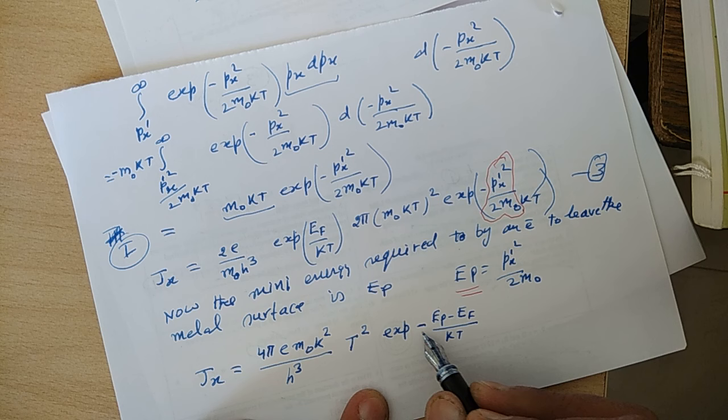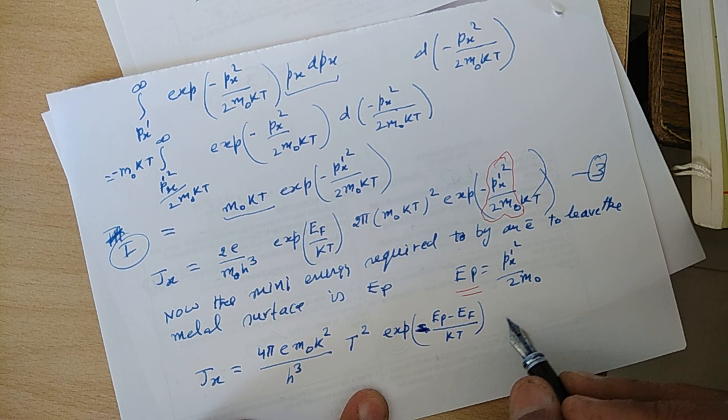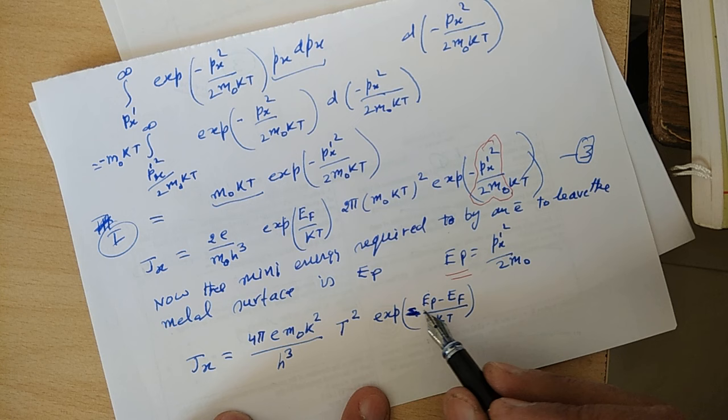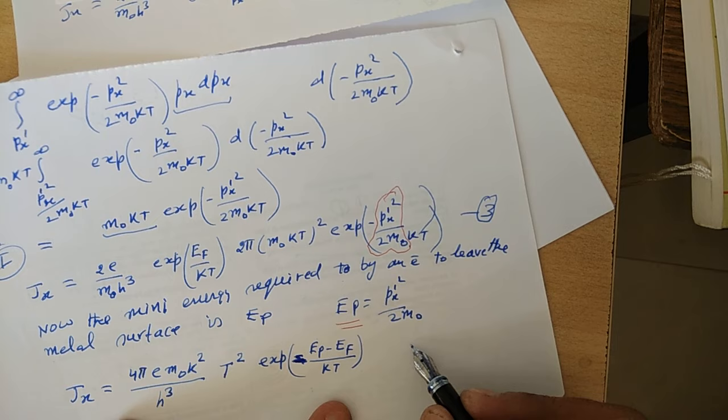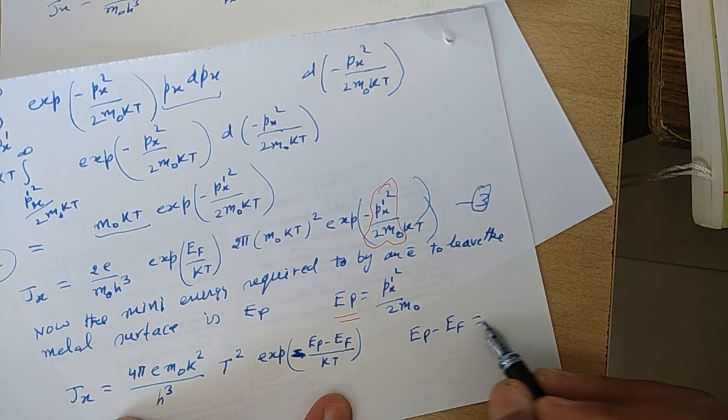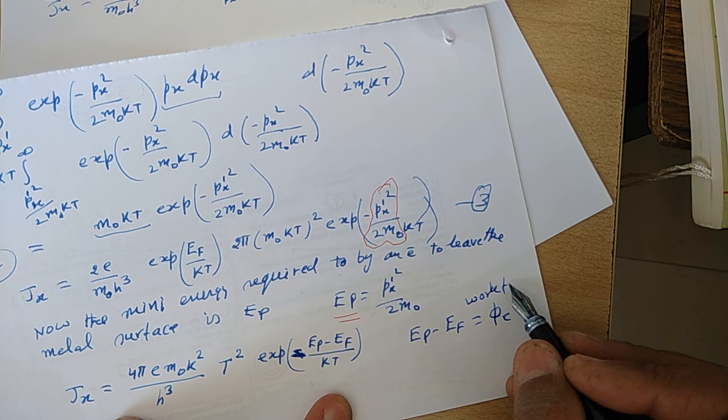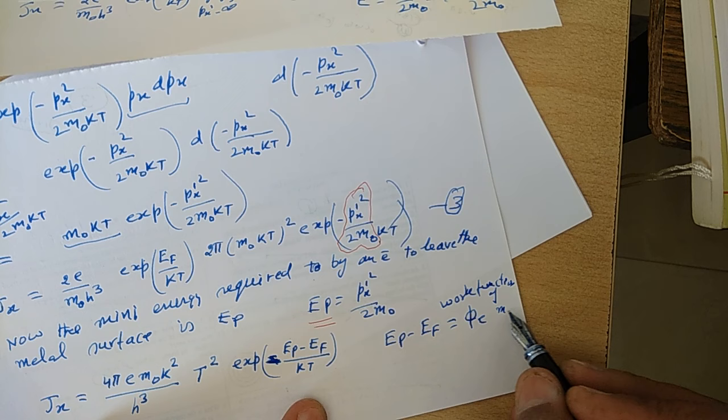Because this EP is the minimum energy required by the electron to leave the metal surface, I can write that this EP minus EF is equal to the work function. It is representing the work function of the metal.